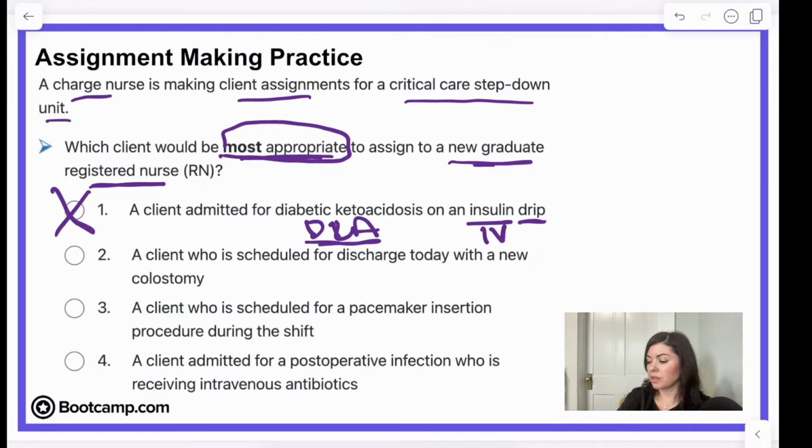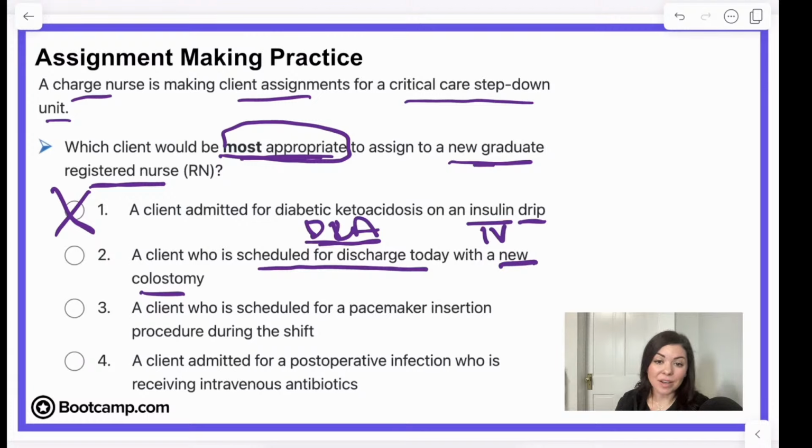So option 2, client scheduled for discharge today with a new colostomy. So do we want to assign the client in option 2 to a new graduate nurse? Yes or no? They seem pretty stable if they're being discharged today, right? So why would we not want to assign them to a new graduate nurse? Well, we have to look at that keyword, new colostomy. With a new colostomy, what is that going to require?